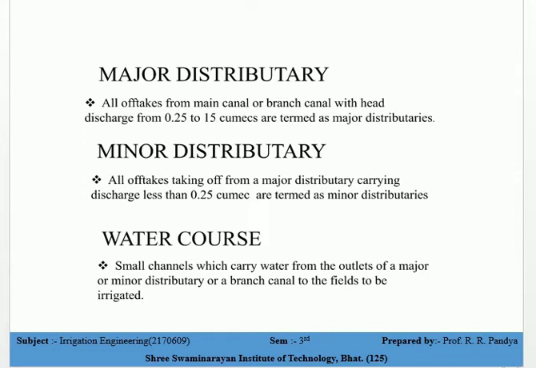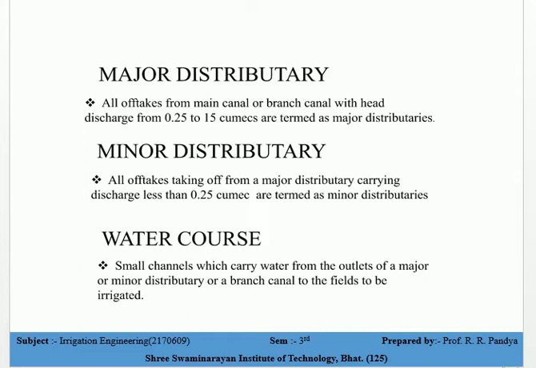Also the major distributary takes off from the branch canals or sometimes from the main canals also. They are generally used for direct irrigation and hence they supply water through the outlets of the water courses. This major distributary is also called a Rajbaha. Note down that point, it is also called a Rajbaha.